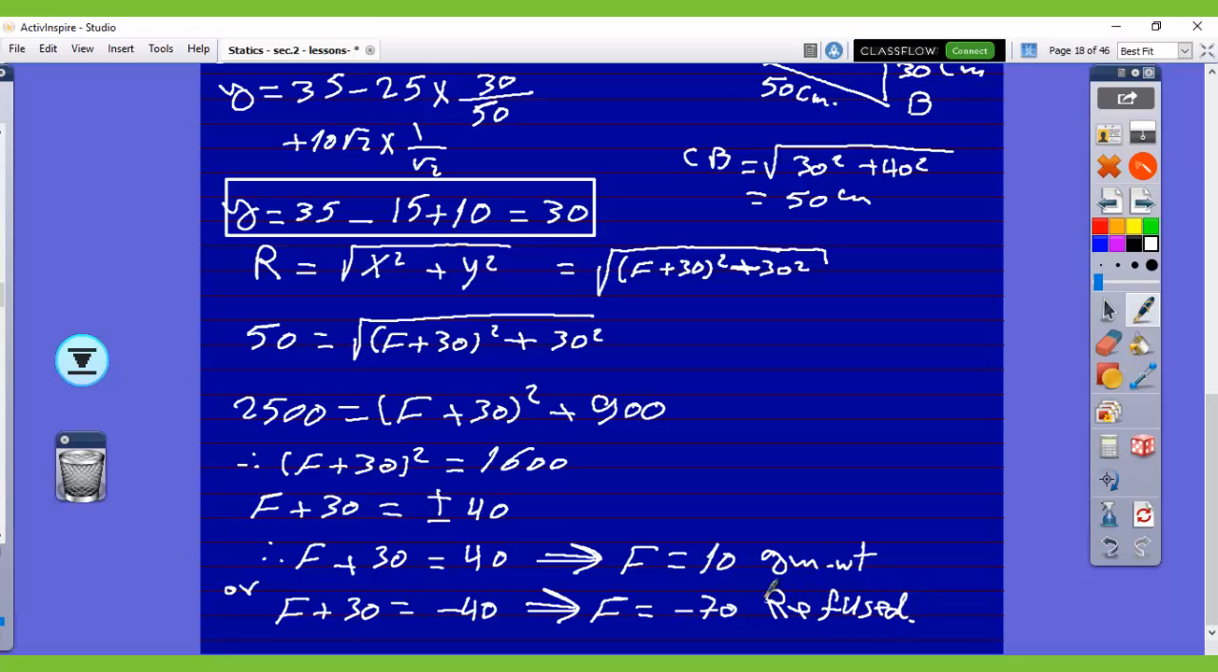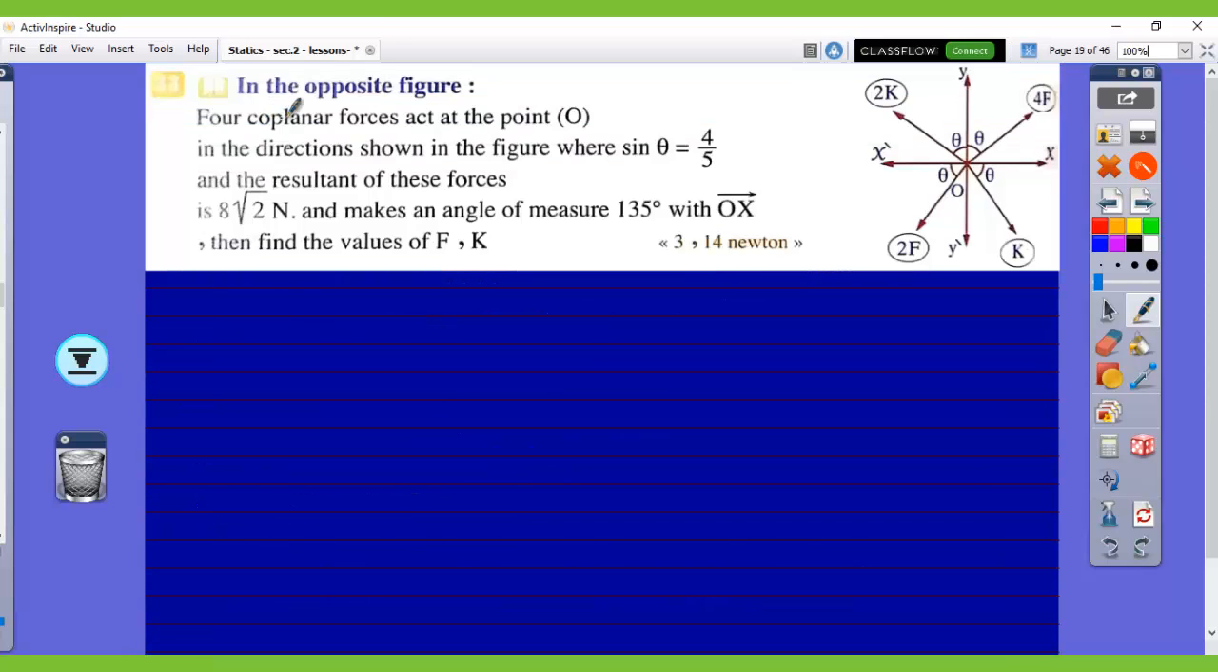Okay. Second question. In the opposite figure, 4 coplanar forces act at the point O. O here is the origin, in the direction shown in the figure, where sine theta equals 4 over 5. And the resultant of these forces equals 8 root 2, and makes an angle of measure 135 with OX, with the positive direction of the x-axis.